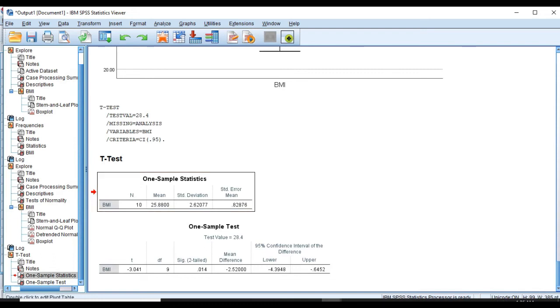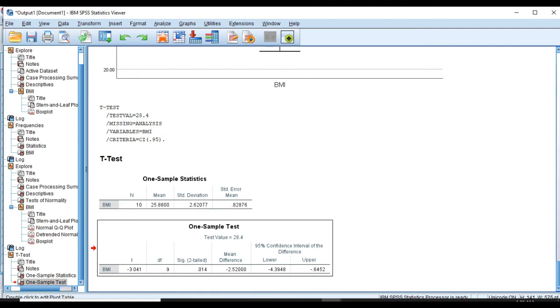The first table contains the descriptive statistics. We see the mean, standard deviation, and standard error of the mean. And the second table contains the inferential statistics. So as you can see, here is the t-score and also the degrees of freedom and the p-value, which is indicated by Sig.